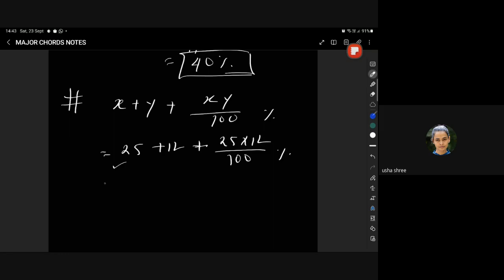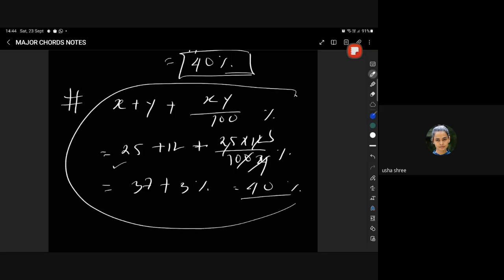So percentage. Now see how much is coming. 25 plus 12 is 37, plus 3. So how much percentage is it giving you? 40%. So this is one method. Whatever is easy for you, you can just follow.